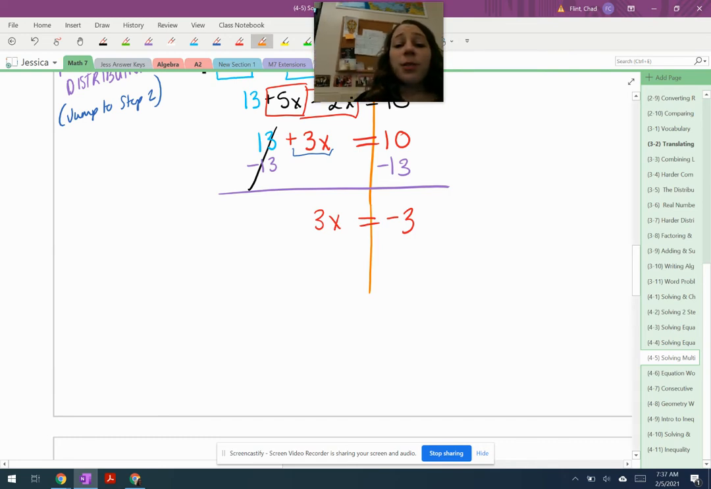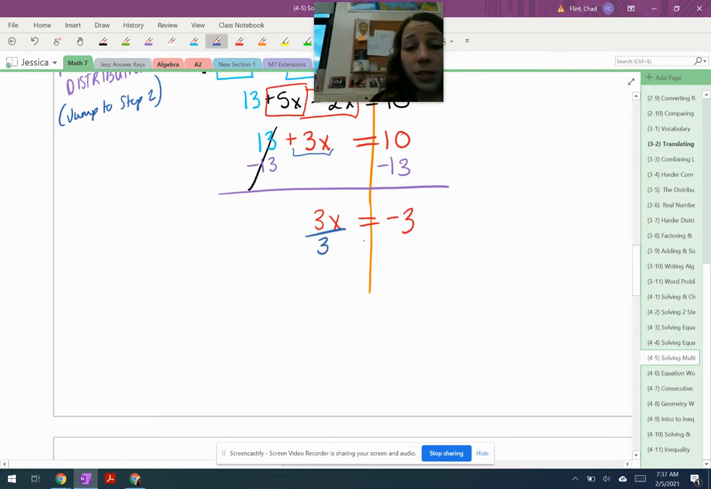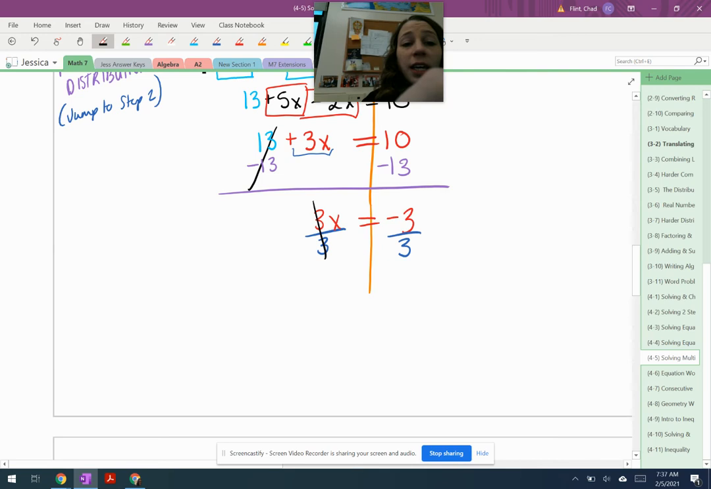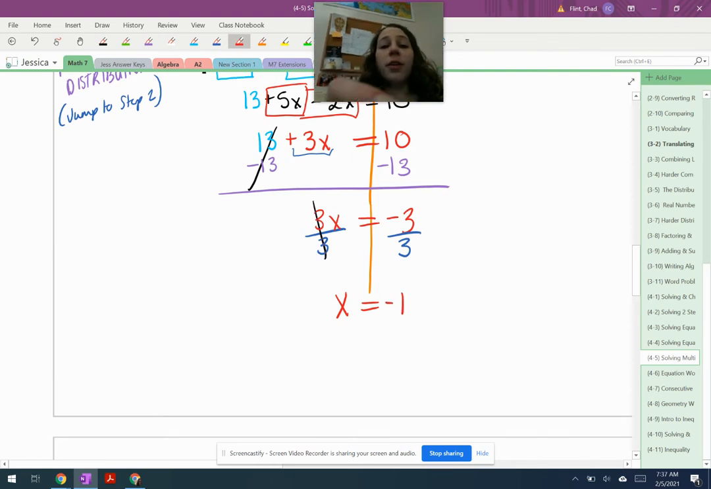Last step, the x is being prevented from being alone by that 3 that's being multiplied. So the opposite of that multiplication is division. Divide both sides by the 3 to get those to cancel. And I'm left with x is equal to -3 divided by 3 is a -1. Be careful not to lose your negative when you're doing that.